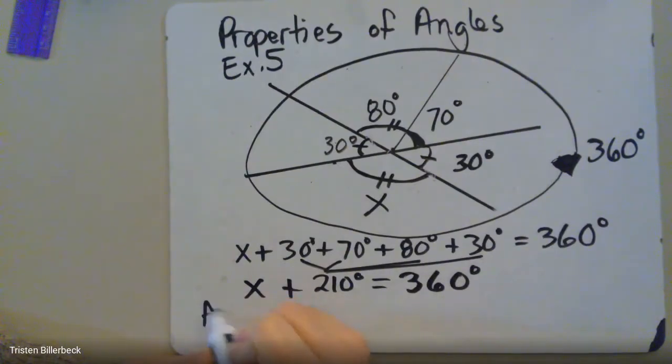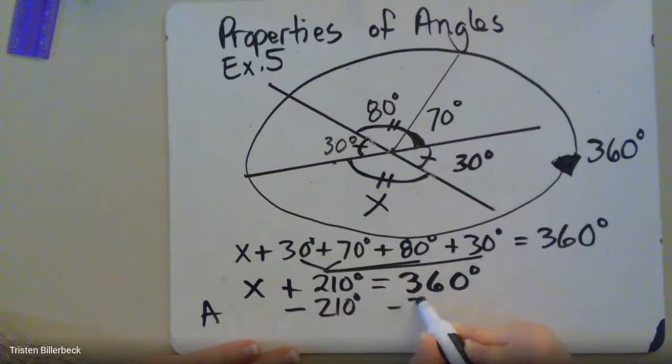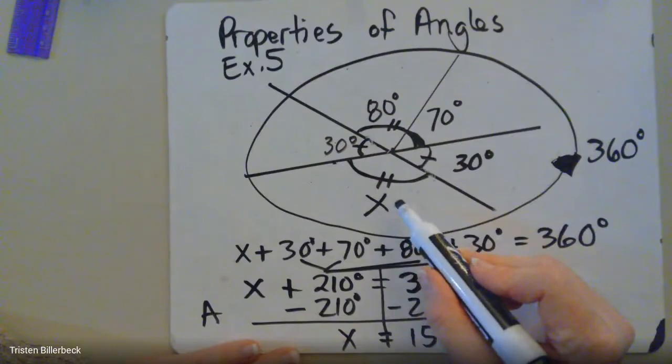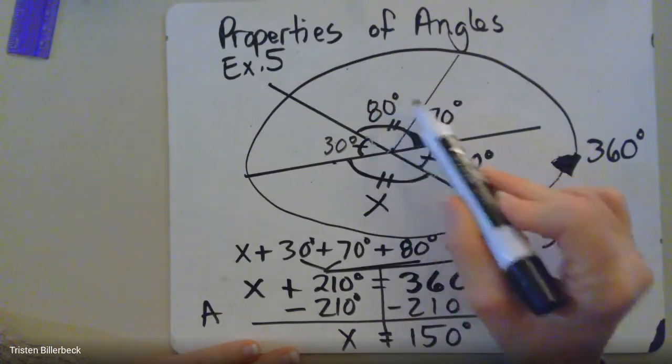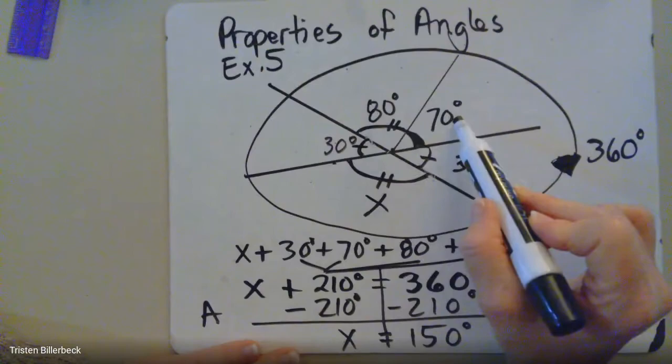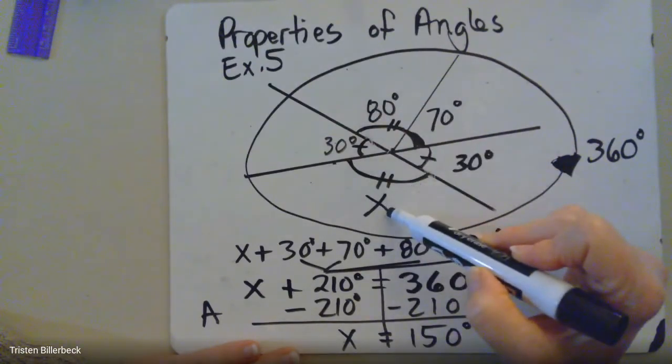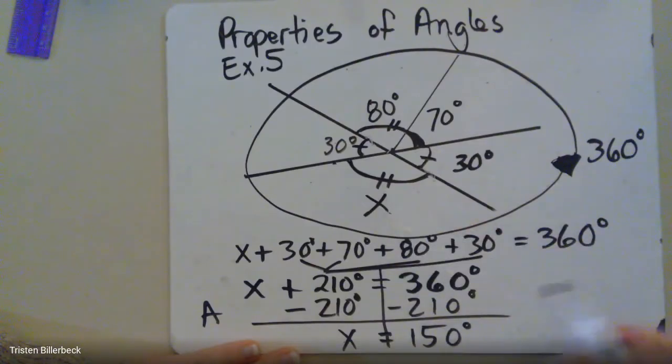Now we're going to use an additive inverse. So this 210, the opposite of a positive 210, is a minus 210. So we're going to subtract that from both sides. And we see that x equals 150 degrees, which is exactly what we thought we were going to have when we looked at these vertical angles up here and saw that 70 plus 80 equals 150 degrees, so x should equal 150 degrees.